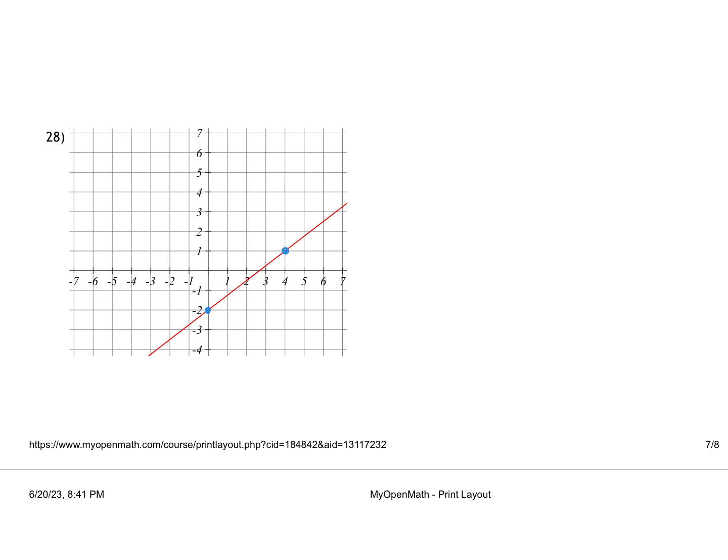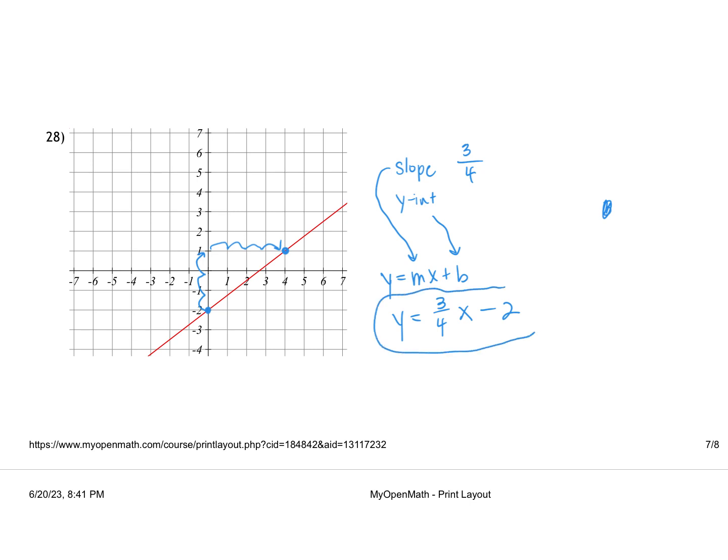If we're writing the equation, we need to find the slope and the y-intercept, because our equation is y equals mx plus b, where the slope is m and the y-intercept is b. The y-intercept is negative 2, so I can put that in for b. Now I just find the slope. I can go 1, 2, 3, so I would go up 3. Then 1, 2, 3, 4, run 4. So my slope is 3/4. If it was asking us for the equation, that's how we would find it.